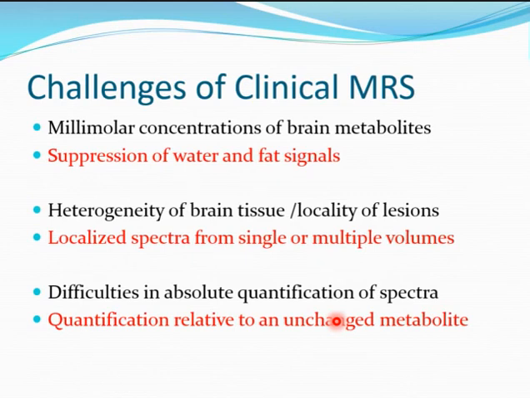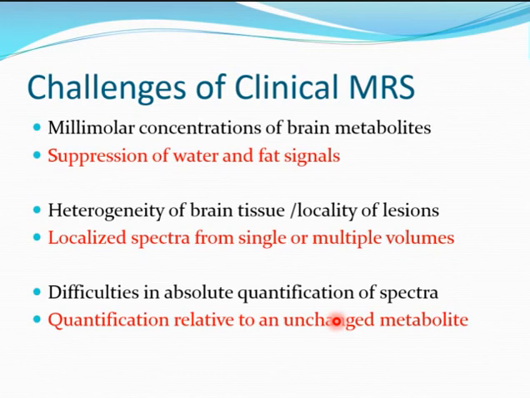What are the challenges of clinical MR spectroscopy? First, there is the millimolar concentration of brain metabolites. We are talking about very, very low concentrations that need to be measured. You need to suppress water, you need to suppress fat signal, and there is different composition of the brain, gray matter, white matter, combined between each other.